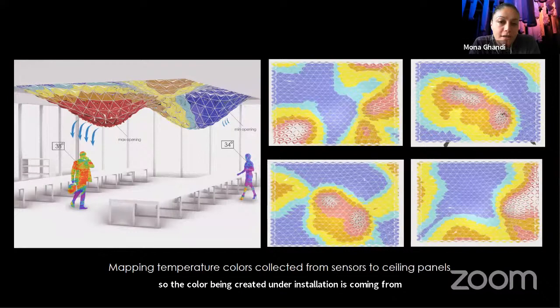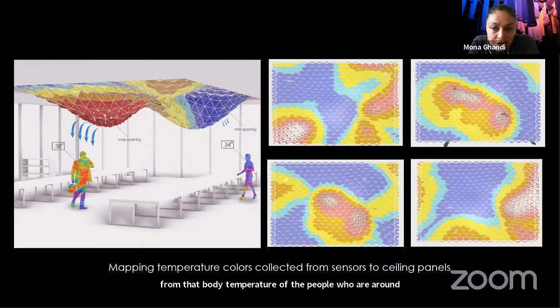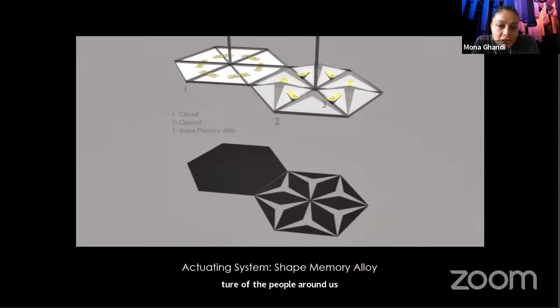Here you can see mapping of temperature colors collected from sensors to ceiling panels, and patterns of motion and how they can be different, which can also result in a better understanding of the comfort zone and the body temperature of the people around. The actuating system was shape memory alloy, which is a smart programmable material.